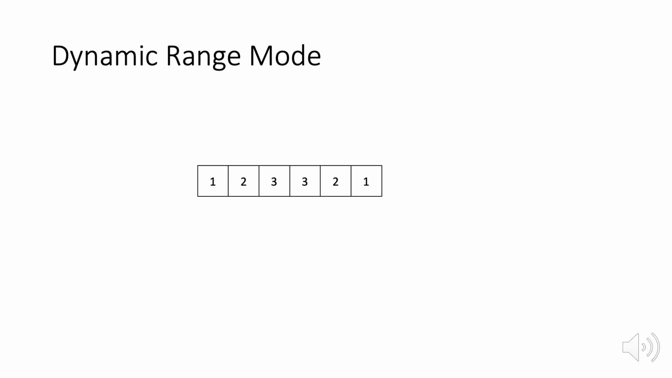Here is an example. So the query for the range 2, 3, 3 has the mode 3 because 3 appears most frequently. We can also insert an element into the middle of the array or delete an element from the array. Of course, we can still perform queries after some deletion or insertion.